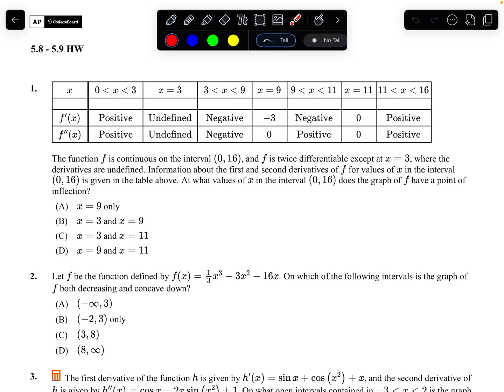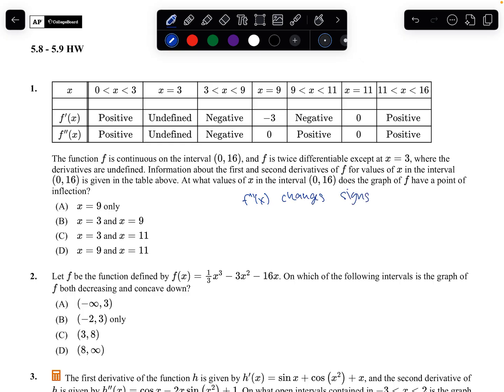Okay, so the function f is continuous on the interval from 0 to 16. F is twice differentiable, and at x equals 3, the derivatives are undefined. Information about the first and second derivatives of f for values of x in the interval from 0 to 16 is given in the table above. At what values of x in the interval from 0 to 16 does the graph of f have a point of inflection? So a point of inflection is going to be when f double prime of x changes signs.